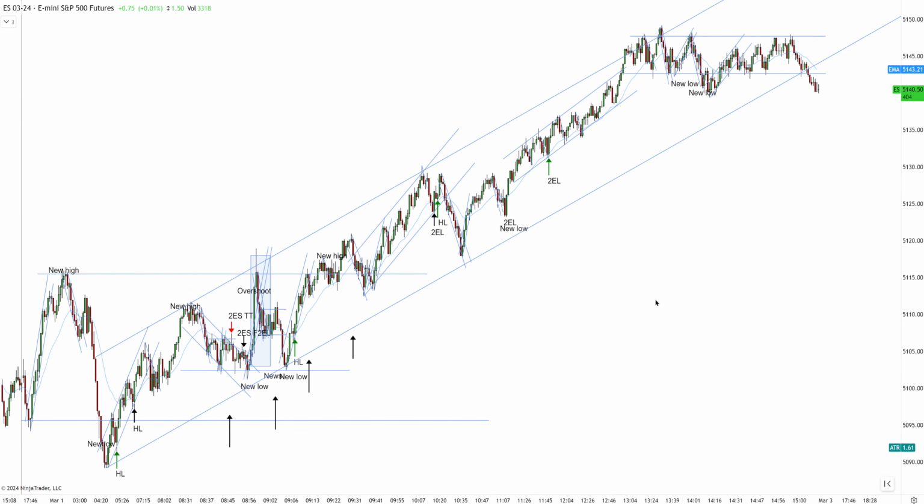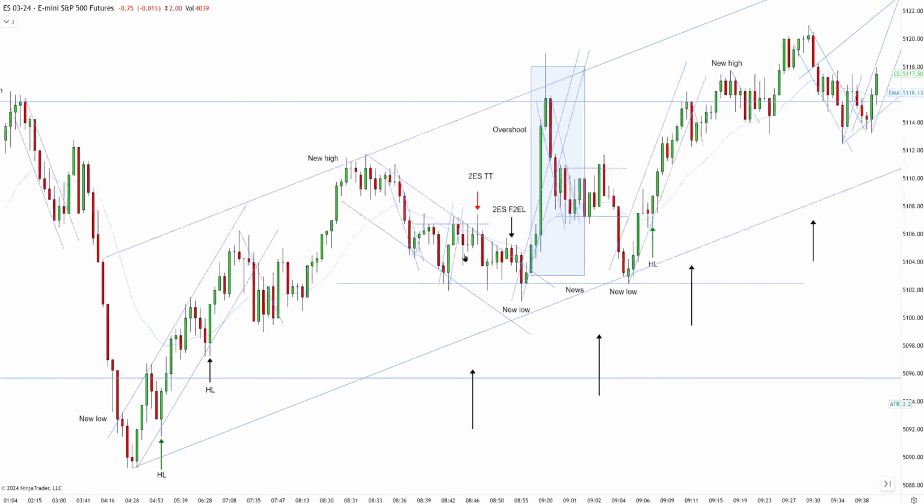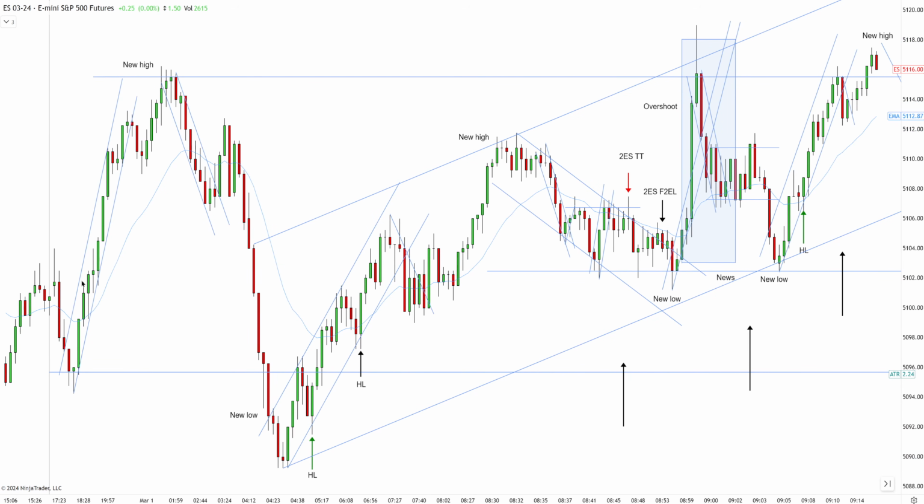So this is the overall market structure for today. I'm gonna zoom in a little bit more. We started with a very healthy trend range, move up, move down. This is very common to get a very nice high low back to the EMA into the trend range.